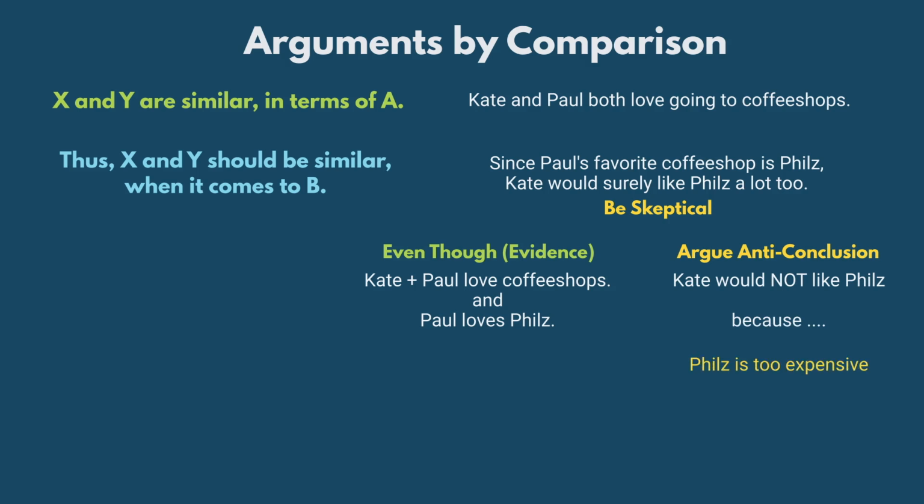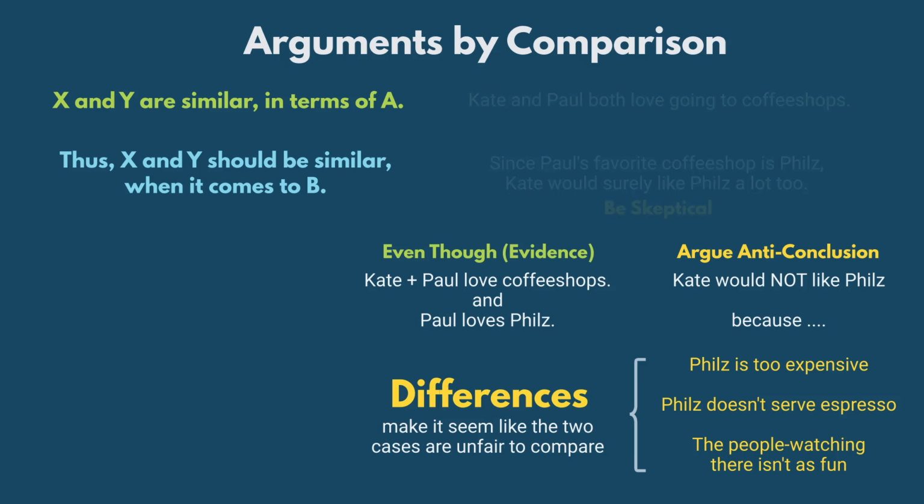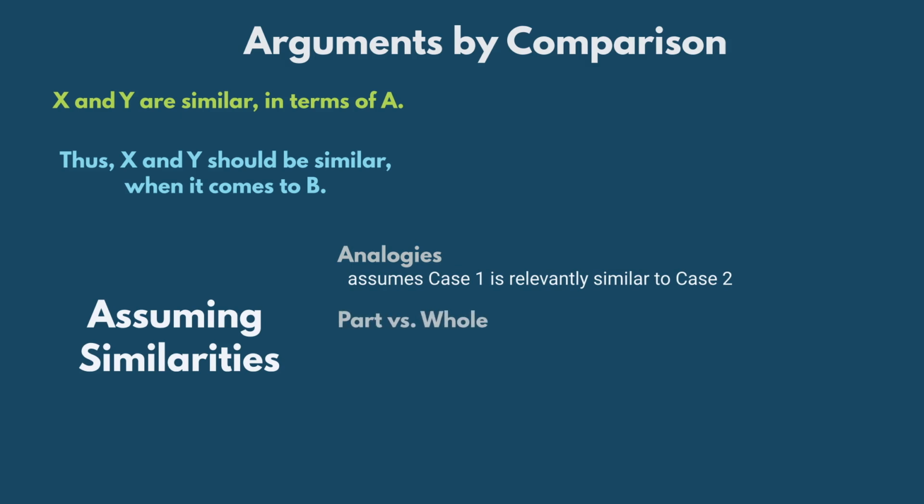Maybe it's too expensive. Maybe it doesn't serve espresso and that's what she likes. Maybe it doesn't have as good people watching and that's why she goes to coffee shops. But my form of objection is basically going to be to point out a difference. No, there's something about Phil's that isn't like the coffee shops that Kate likes going to, so it's not fair to compare those. There are a lot of arguments that are assuming similarities.